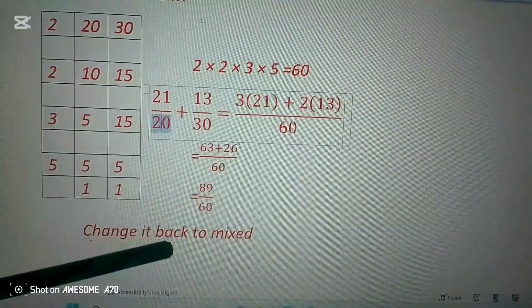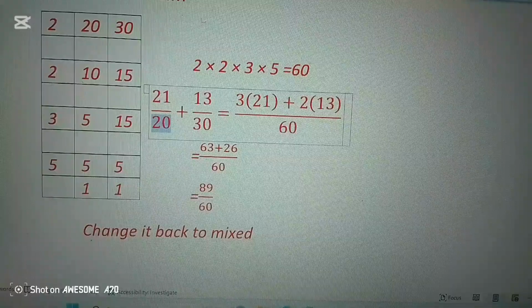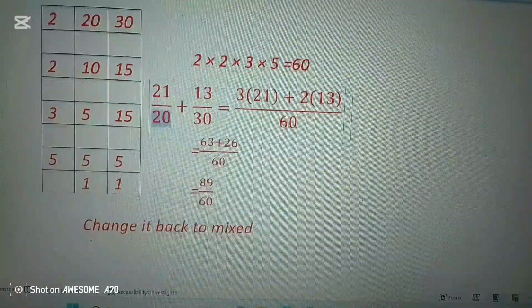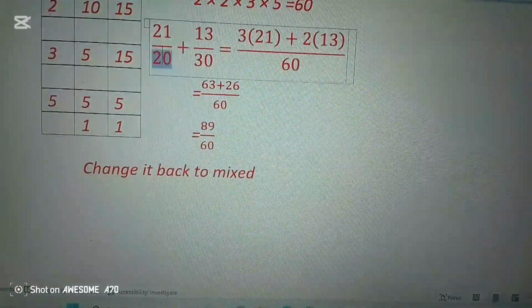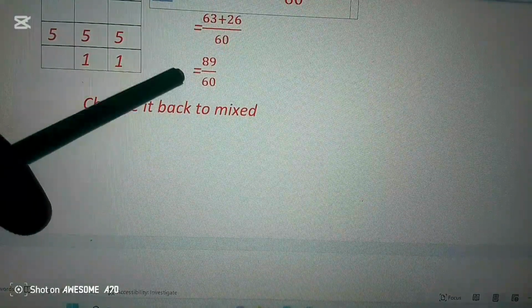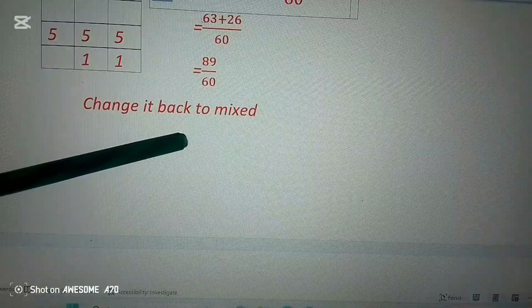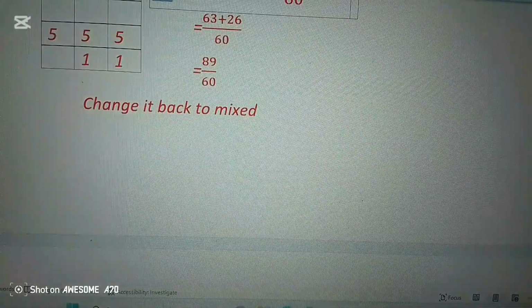So what we do, we change it back into a mixed fraction. How do you change it back into a mixed fraction? Just divide 89 by 60.